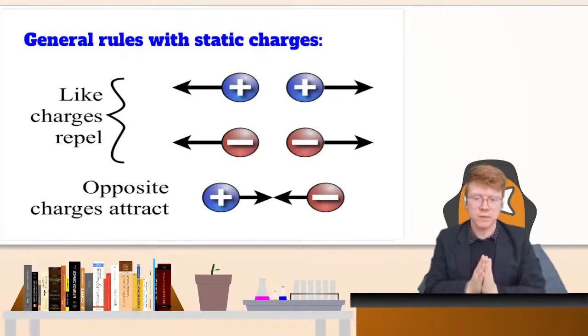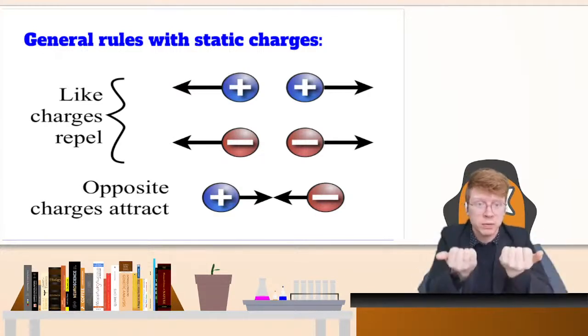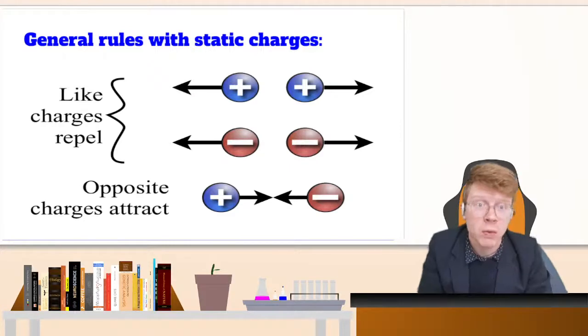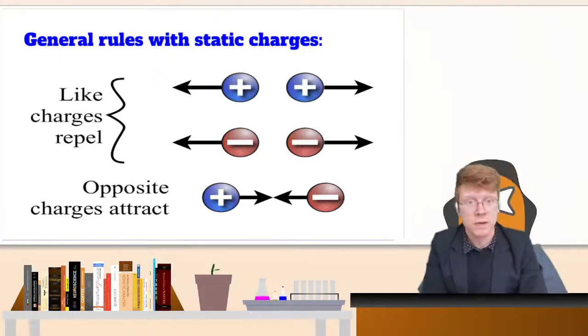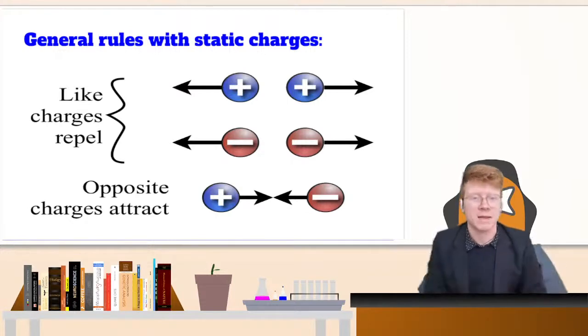Now, we talked about this just before. Like charges repel. So when you've got two electrons next to each other, they don't really want to be there. It's like two south poles or two north poles of a magnet. They oppose one another. Opposite charges attract. So positives and negatives attract one another and cancel each other out.